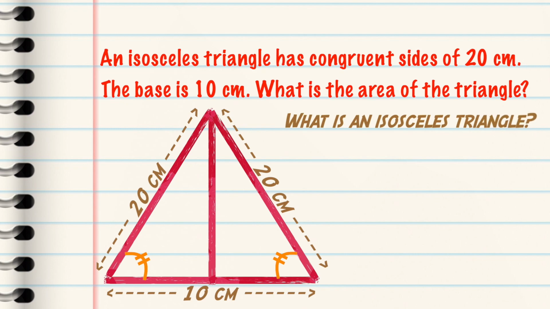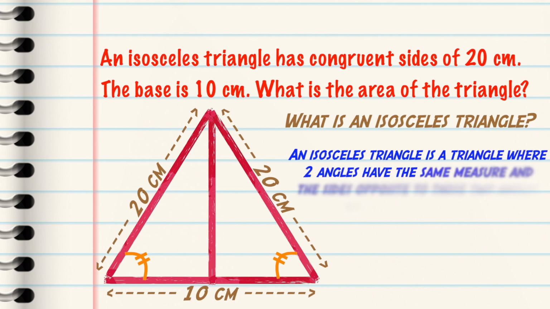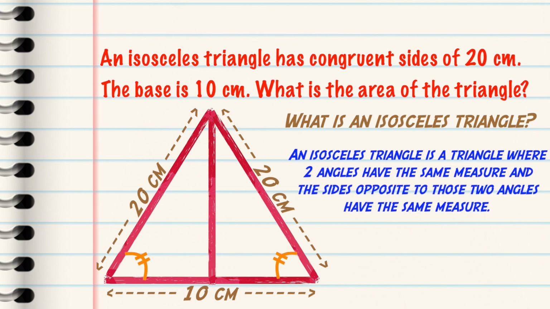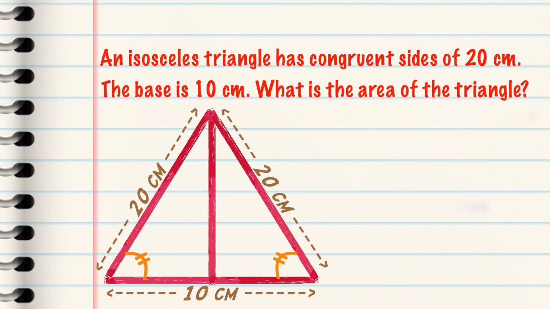First of all, what is an isosceles triangle? Well, an isosceles triangle is a triangle where two angles have the same measure, and the sides opposite to those two angles also have the same measure. So, this angle and this angle have the same measurement, and this side and this side have the same measurement.